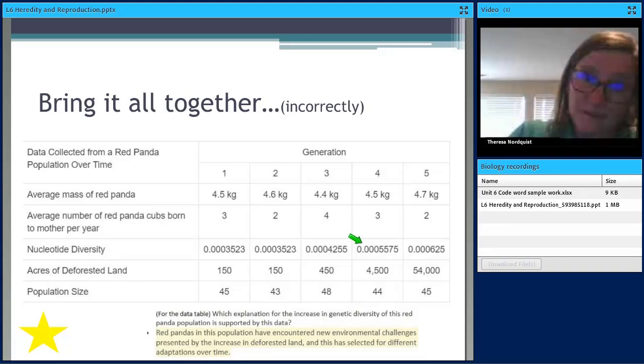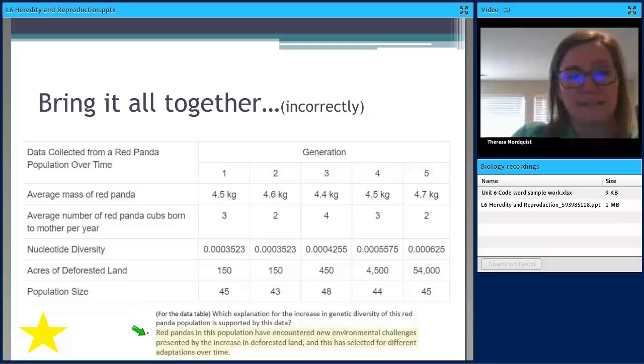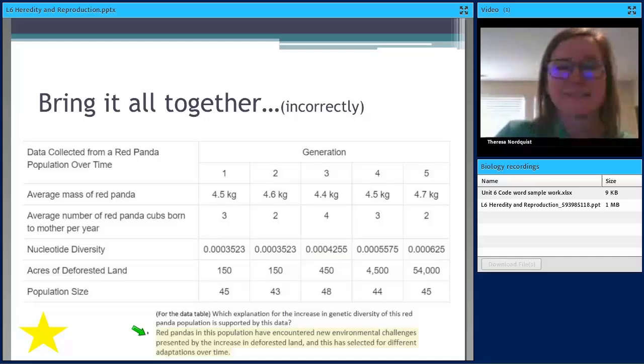There's another question about this graph that says, which explanation for the increase in genetic diversity of the red panda population is supported by this data? And the answer that they're looking for is that red pandas in the population have encountered new environmental challenges presented by the increase in deforested land, and this has selected for different adaptations over time. Again, if you have selection, your genetic diversity goes down because you're getting rid of the other stuff. Anyhow, that's the one that they want you to put, even though it's incorrect. But now you can get the point for it and hopefully know that that is incorrect.